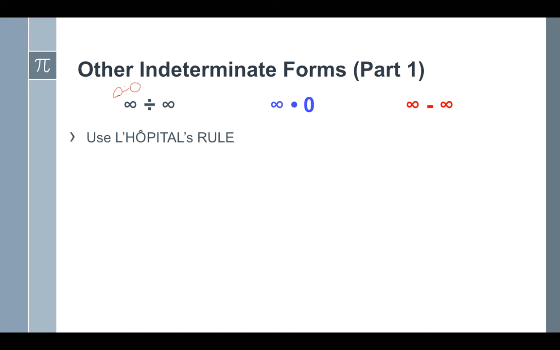However, the next 2 are a little bit more complex. If you have infinity times 0, you have to do a little bit of algebra, or a little bit of trickery, in order to manipulate the equation to make it look like infinity divided by infinity or 0 divided by 0. And once you have either of these, you can straight use L'Hopital's rule.